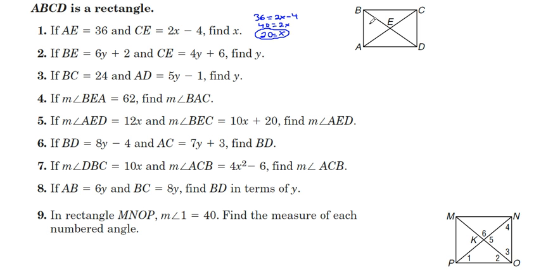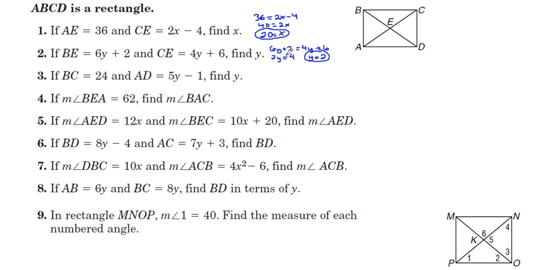Okay, for number 2, BE is 6y plus 2, CE is 4y plus 6. All portions of diagonals are congruent in a rectangle, so I'm going to take 6y plus 2 and set it equal to 4y plus 6. Subtract 4y from both sides to get 2y, subtract 2 from both sides to get 4, and then divide by 2, so y equals 2.